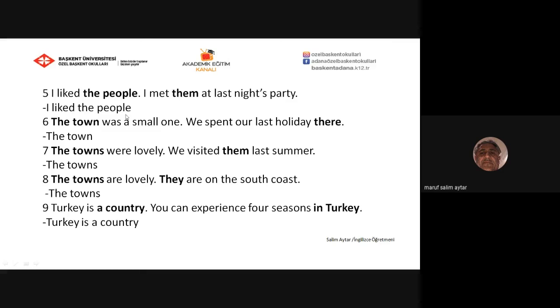Five, I like the people. Which people did I like? The town. Which town was a small one? The towns were lovely. Which towns were lovely? Again, in the 8 it says, the towns are lovely. Which towns are lovely? Just define them to me. Turkey is a country. What kind of a country is Turkey? Just define it to me, please.